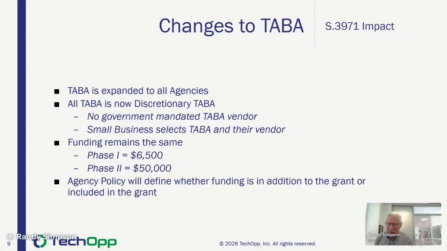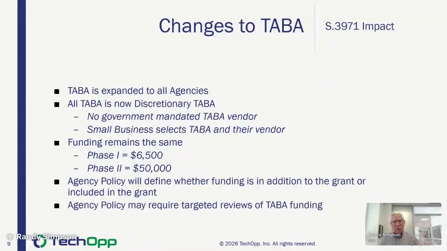Every agency policy is going to define whether the funding is in addition to the grant or included in the grant. Typically, all the phase ones have been in addition, and the phase twos were embedded within because the phase two value was so much greater. But we don't know what that's going to be yet. But we will when the policy directive is finalized. The agencies are back out publishing topics and solicitations.